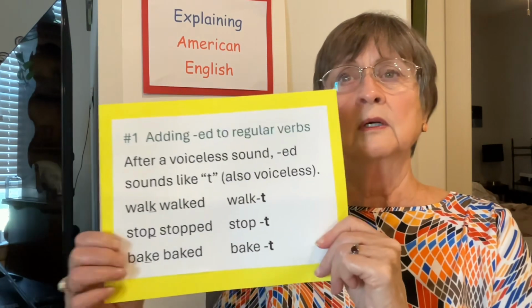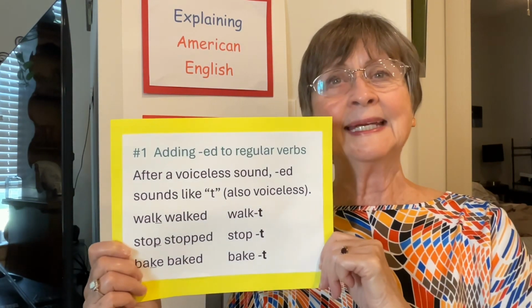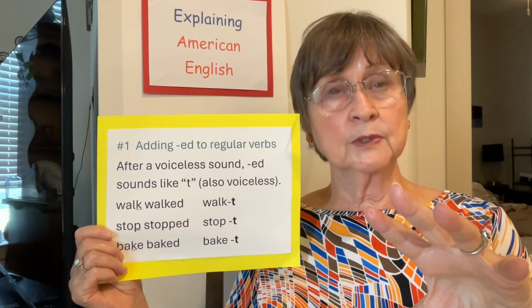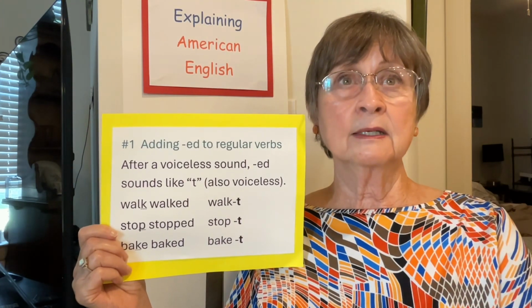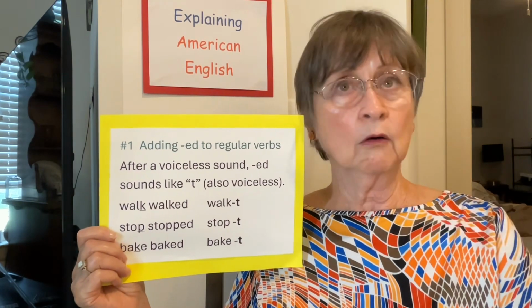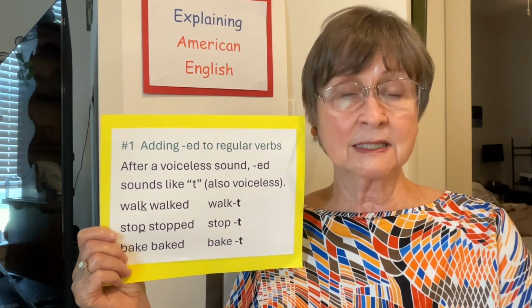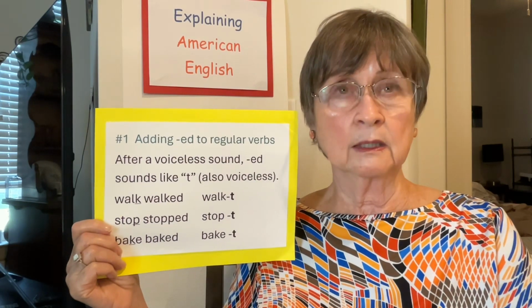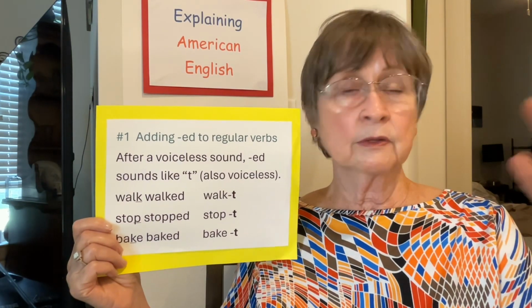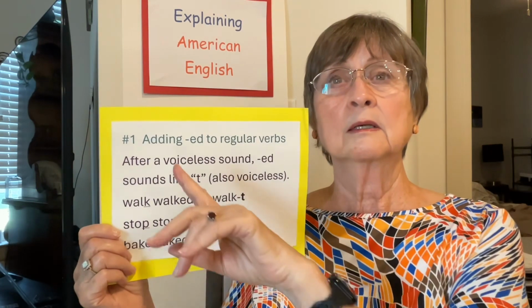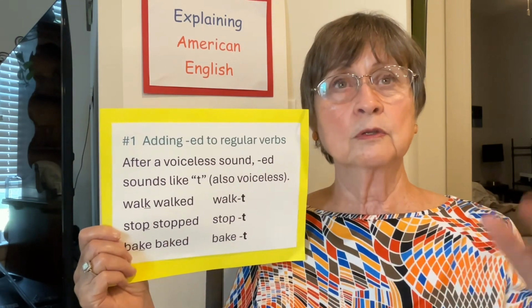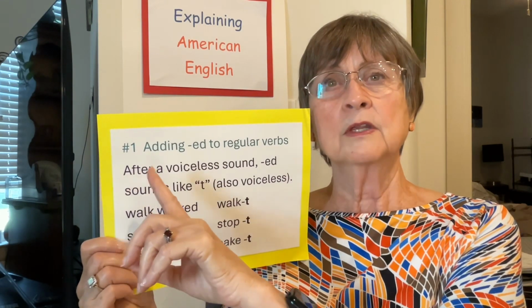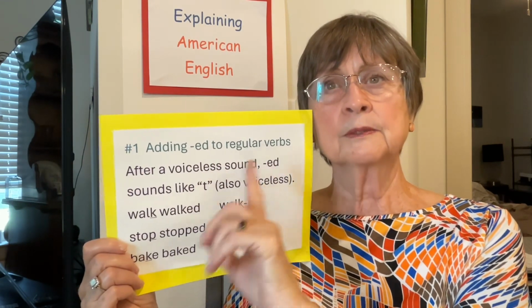Tip number 1. Adding ed to regular verbs. Now we have regular verbs in the past, they end in ed. All regular verbs in the past end in ed. Irregular verbs, it could be anything. But regular verbs, and there are hundreds of them, add ed to go to the past form. So this is a rule for regular verbs.